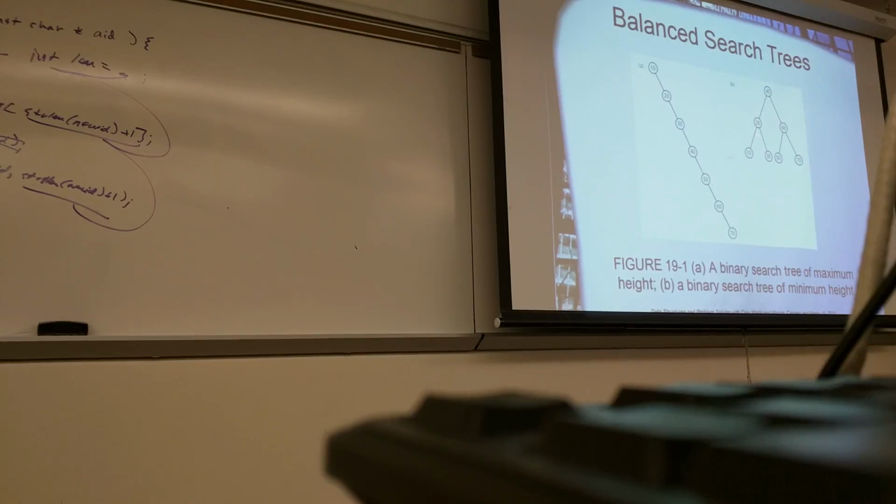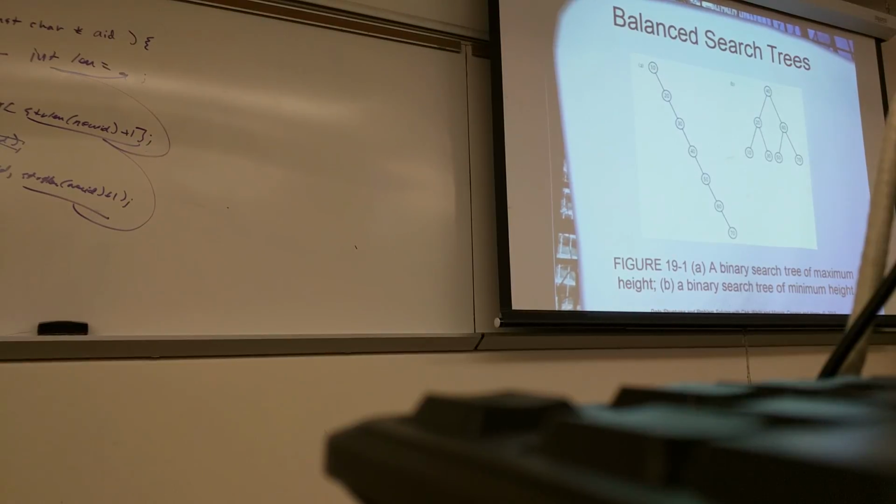Of course, we all agree this one's better than this one, right? And if I was to insert a bunch of elements in order, so I have the values 1, 2, 3, 4, or in this case 10 through 70, and I insert them in order, I am going to get something like this. How would I go about actually balancing it with a binary search tree?